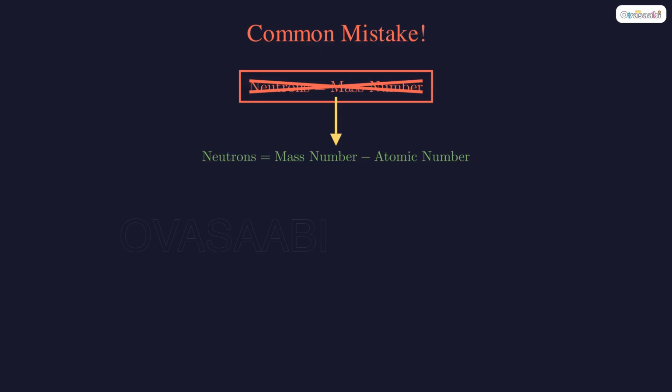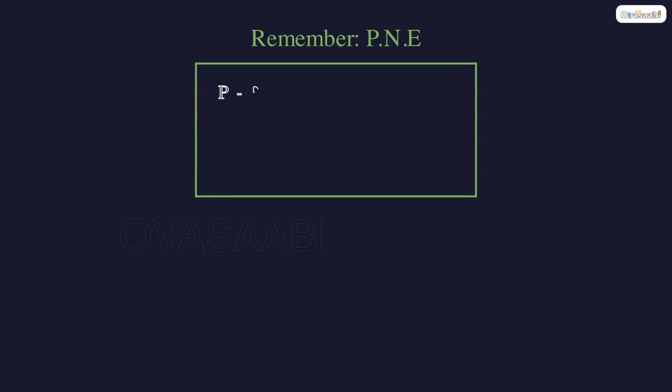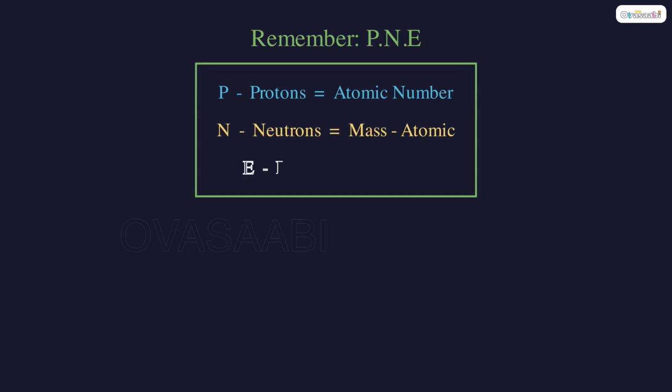Common mistake: students write mass number as neutrons. Always subtract. Neutrons equals mass number minus atomic number. Remember PNE. Protons from atomic number, neutrons by subtracting, electrons equal protons.